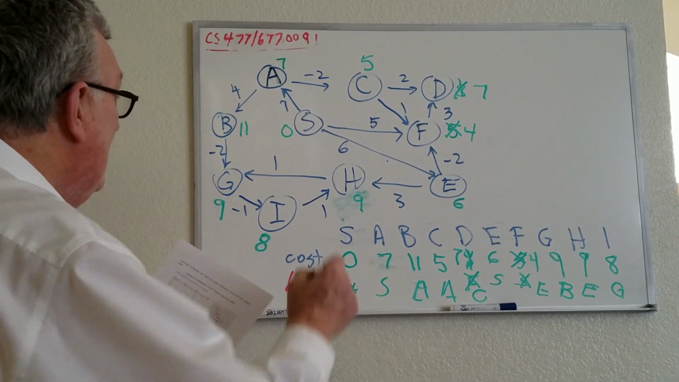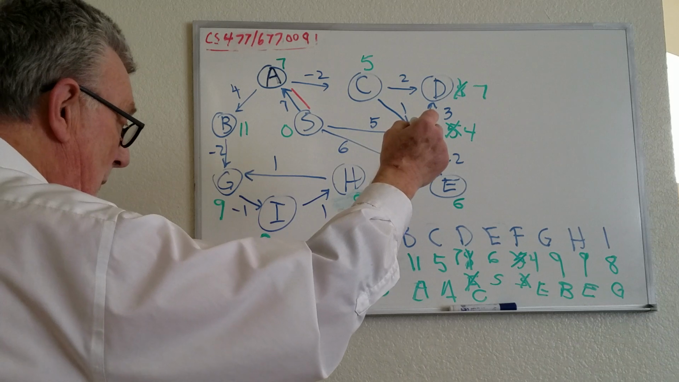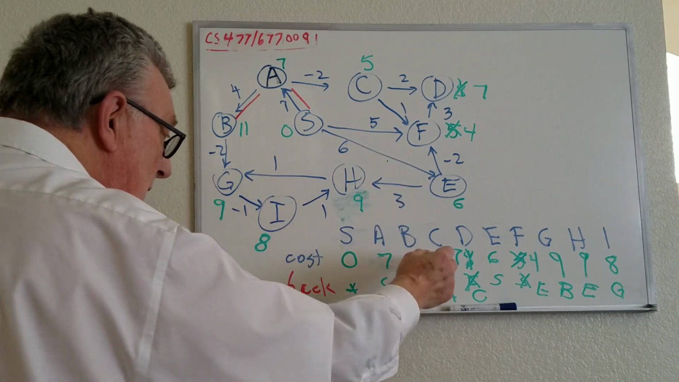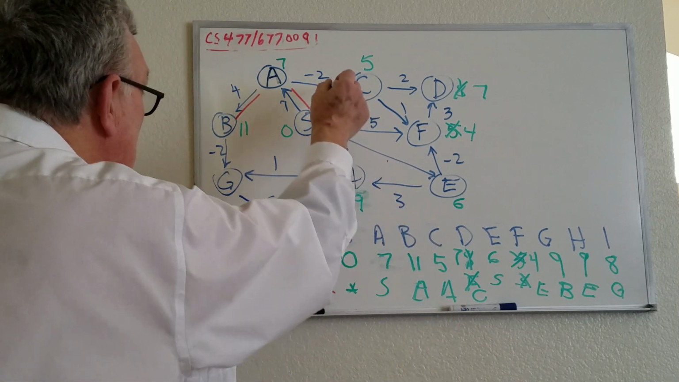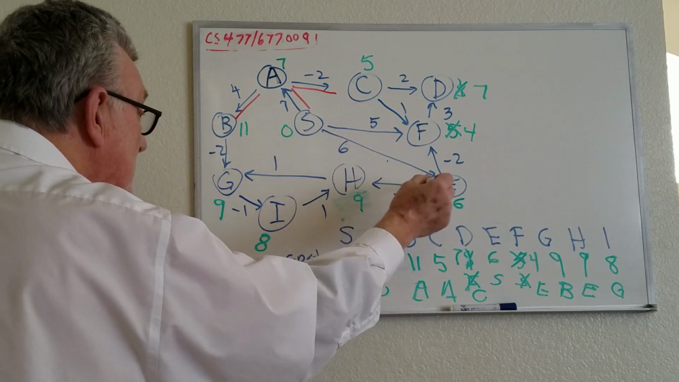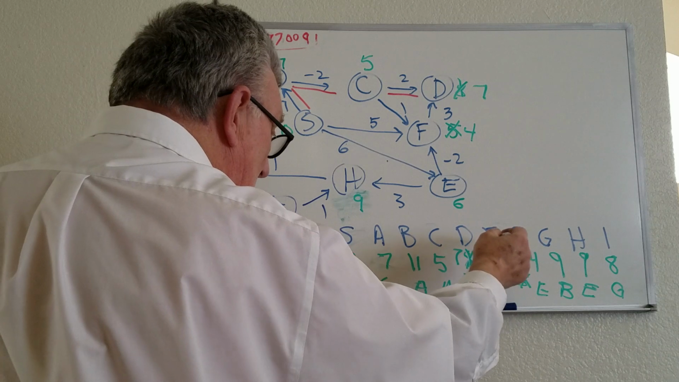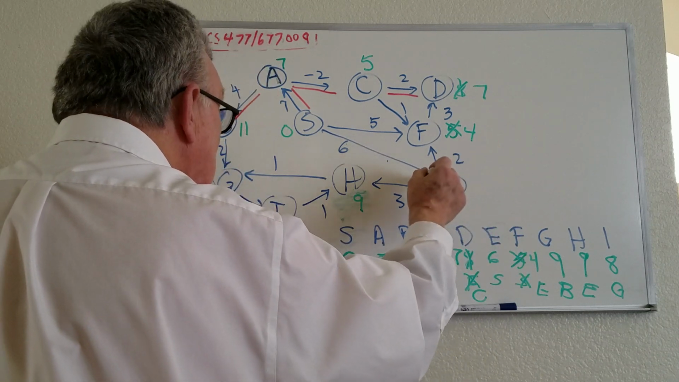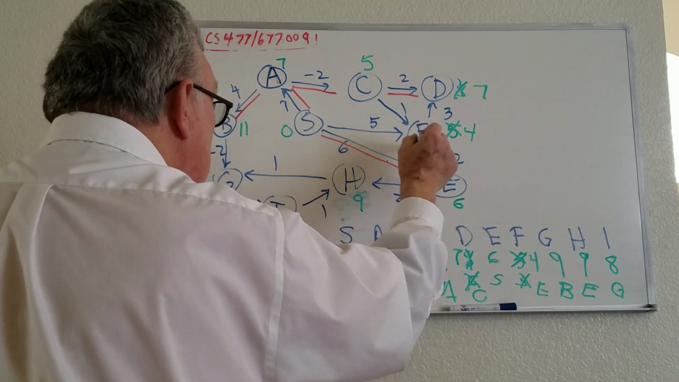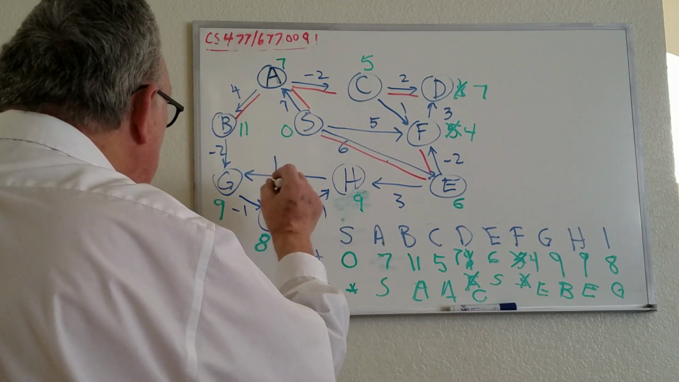And using the back pointers, we can now fill in. The back pointer for A is S. The back pointer for B is A. The back pointer for C is A. The back pointer for D is C. The back pointer for E is S. The back pointer for F is E. The back pointer for G is B.